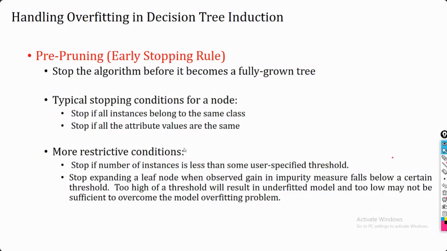One more thing we can do is grow it fully, that means go as deep as possible, and then perform the pruning. We will cover this in the next slide. There could also be a threshold-based stopping criteria. For example, if at one node you have in total 10 instances, which I have selected as my stopping criteria, then we are going to stop and not perform further division.